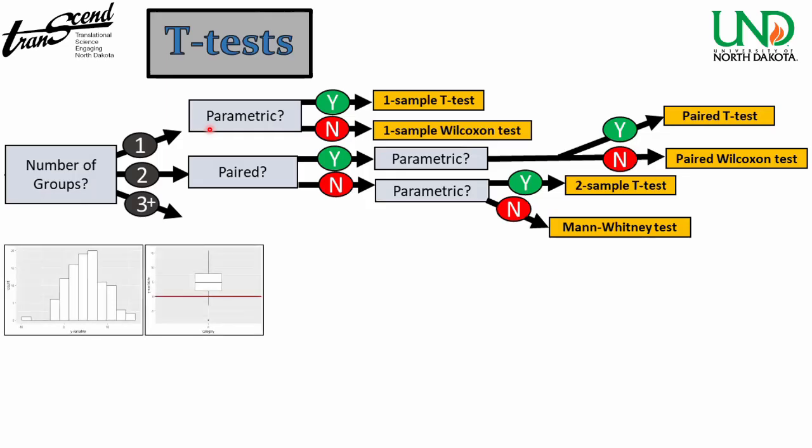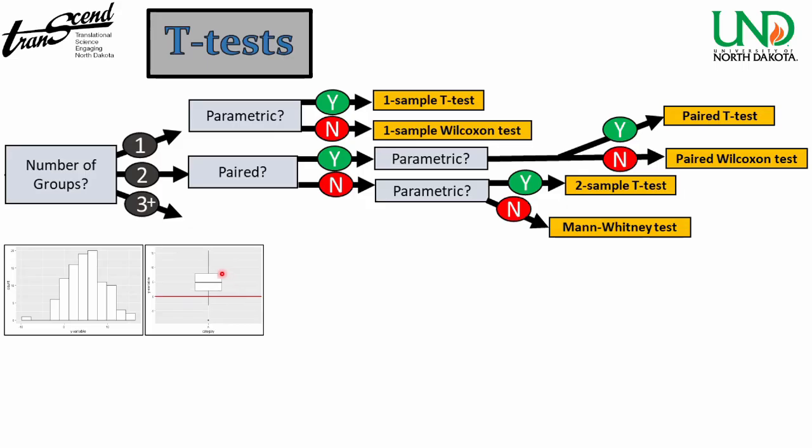And typically how you answer that is you look at something like a histogram. It should be more or less a bell-shaped curve. There's some other tools like QQ plots, etc. And if it is parametric, you can use the one sample t-test. And really a one sample t-test, kind of showing these box plots here.